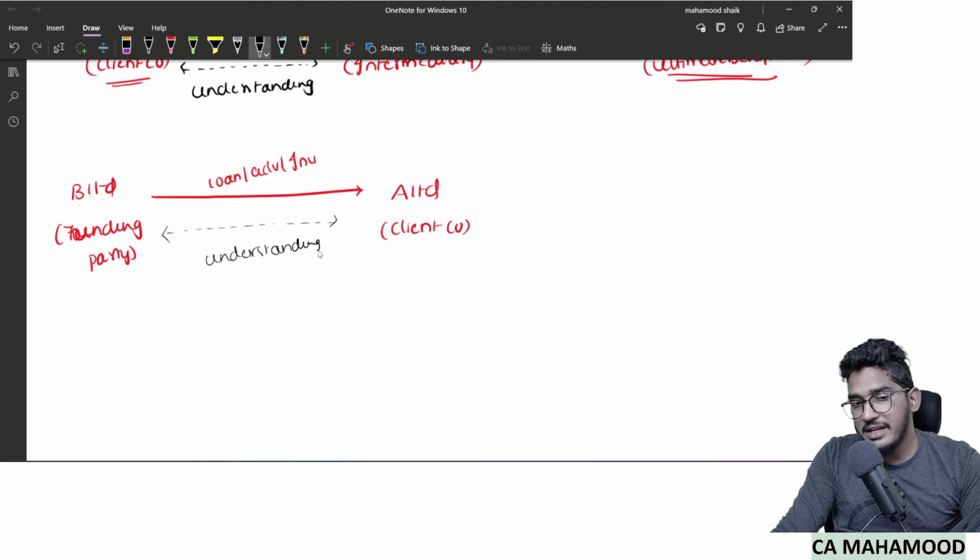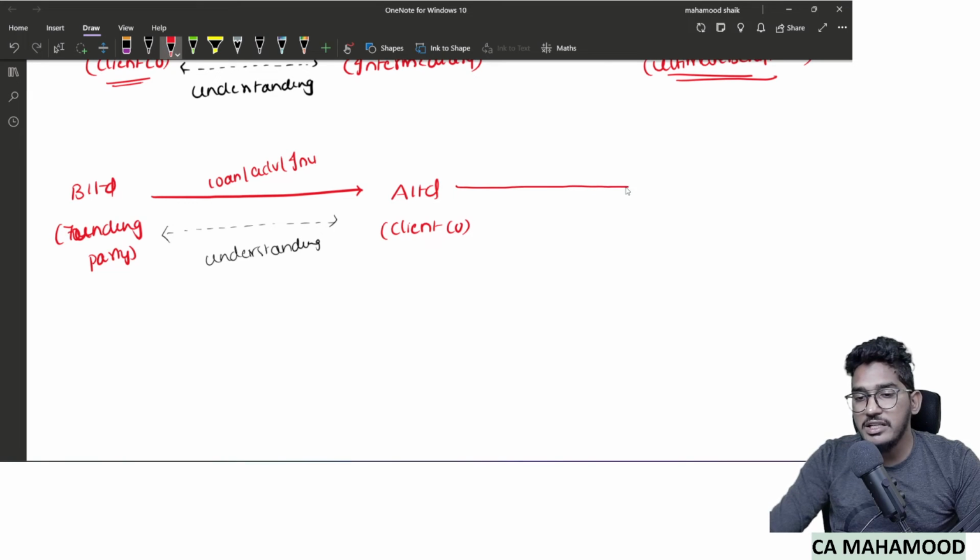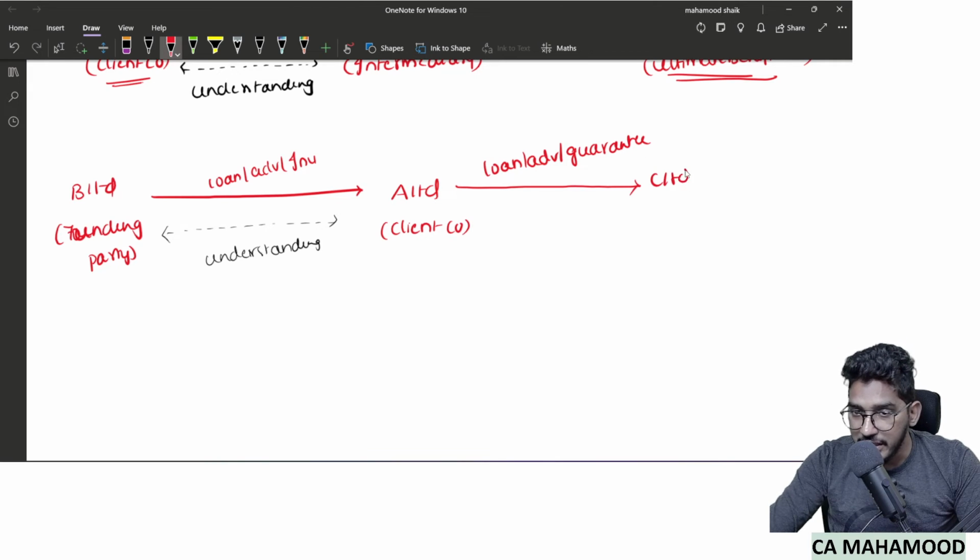Whatever money my client has received from the funding party, the same money my client will go and give either in the form of loan or advance, or my client will not directly give a loan, they will give a guarantee on behalf of some third party, C Limited, who will be identified by the funding party.